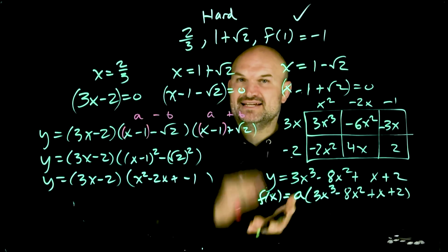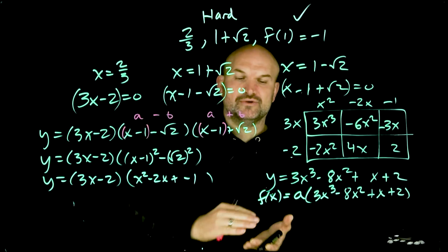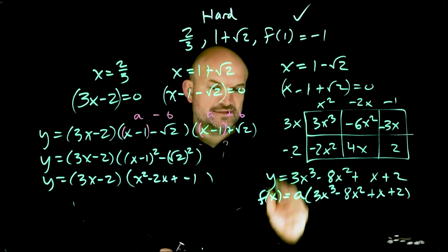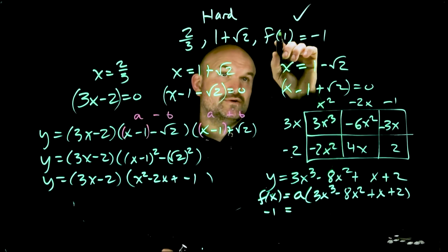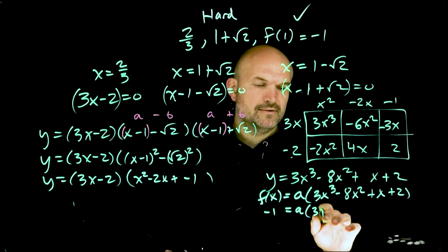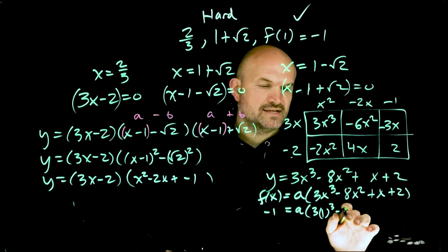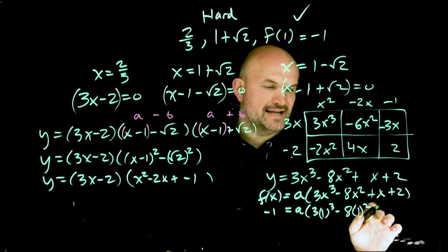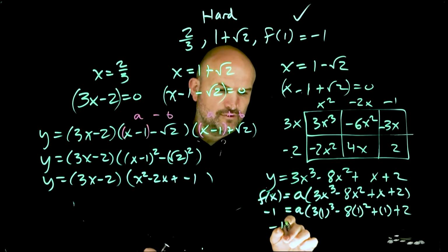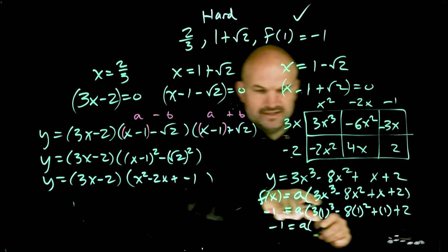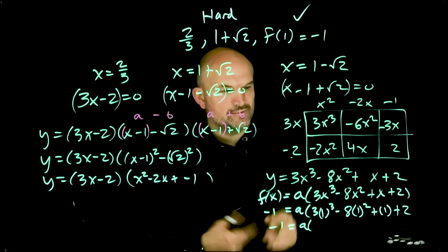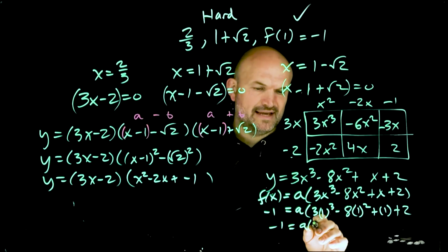But again, even if you have a, that's not going to change the zeros. All that's simply going to do is stretch or compress the graph. But I do know that f of 1 is equal to negative 1. And I know that my input value is going to be 1. So I'm simply going to replace my x's with 1s and then solve for a. So I have negative 1 is equal to a times 3 minus 8, which is negative 5, plus 1, which would be negative 4, plus 2, which is going to be negative 2.